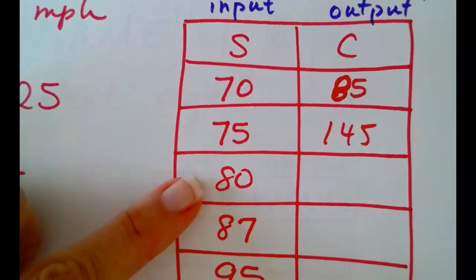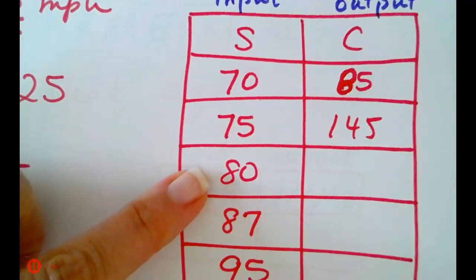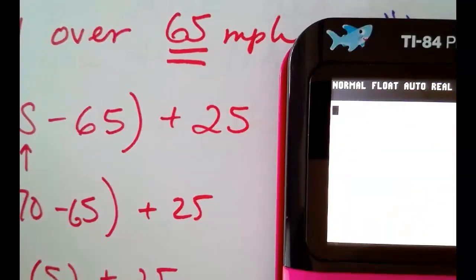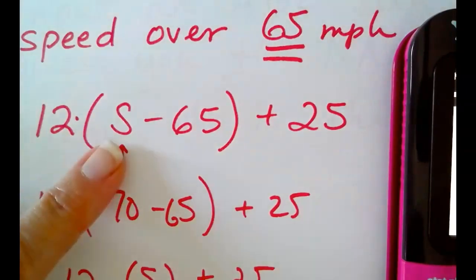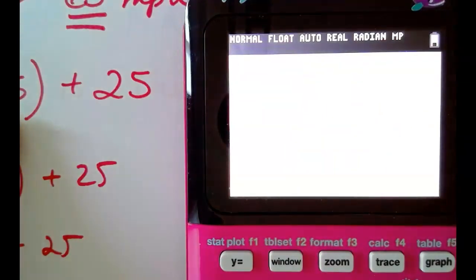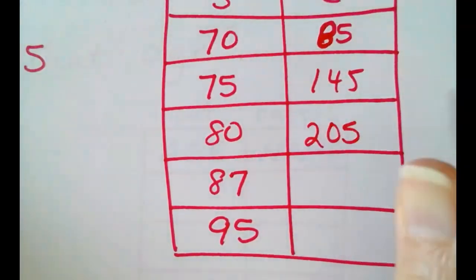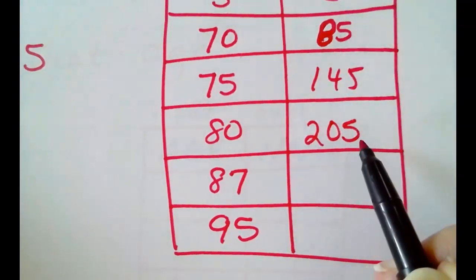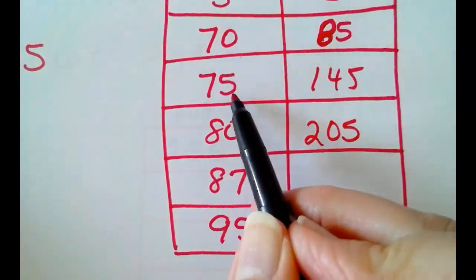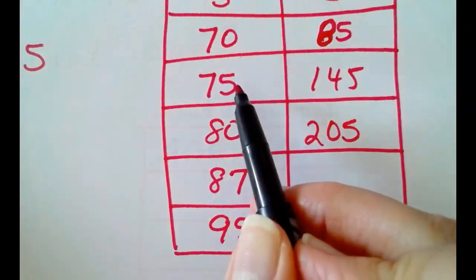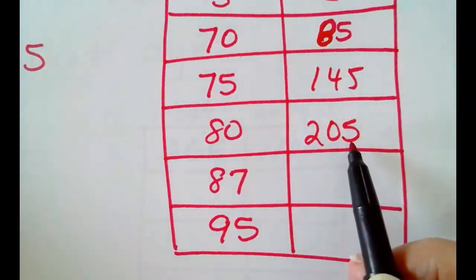So we're plugging in 80 into this ticket function. So the ticket function says take 80, subtract 65. So 12 times 80 minus 65 plus 25. So if you're going 80, your ticket cost is now $205. Hopefully what you see happening here is when we went from 70 to 75, the cost went up by 60. When we went from 75 to 80, the cost went up by 60.